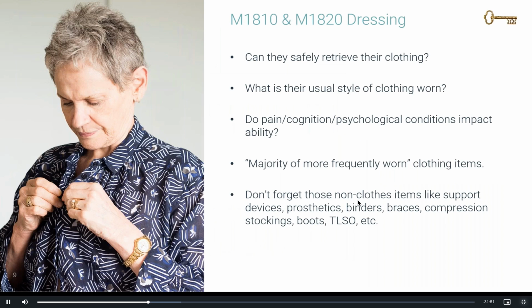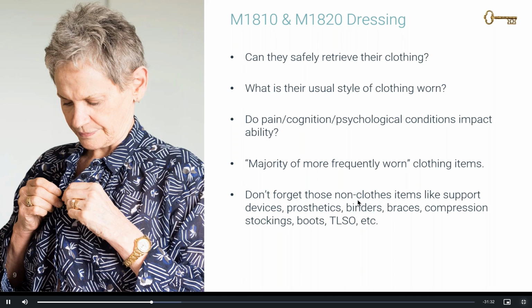So with dressing, we have a few different things we need to be looking at. Are they able to retrieve their clothing from where it's stored? And that's from its usual storage place. So if somebody temporarily has moved things around for them, but it's not their usual storage space, that doesn't count. So they have to be able to retrieve it from where it usually would be found.